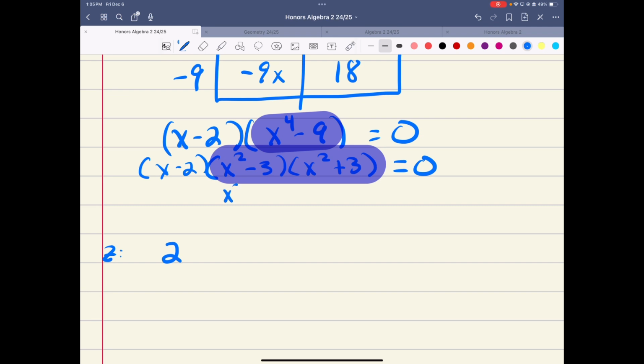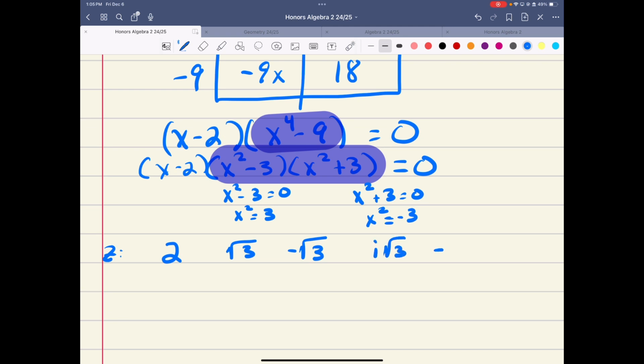Second one, not so easy. X squared minus 3 equals 0. X squared equals 3. So the square root of 3 and the negative square root of 3. And then x squared plus 3 equals 0. So x squared equals negative 3. So that would be i radical 3 and negative i radical 3.